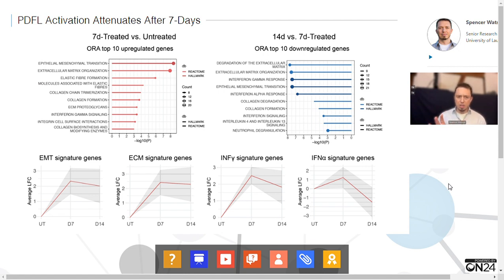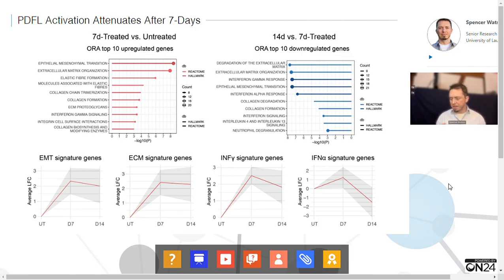So we made some gene signatures based on these different pathways for EMT, ECM, interferon gamma, and alpha, and tracked them over time. And what we saw is that from untreated to 7 days, we get this huge increase in expression of all of these gene signatures. But after that, they all either plateau or spontaneously abrogate on their own.